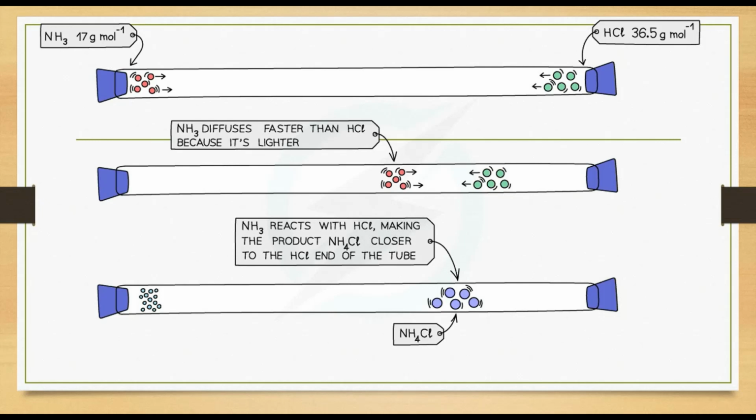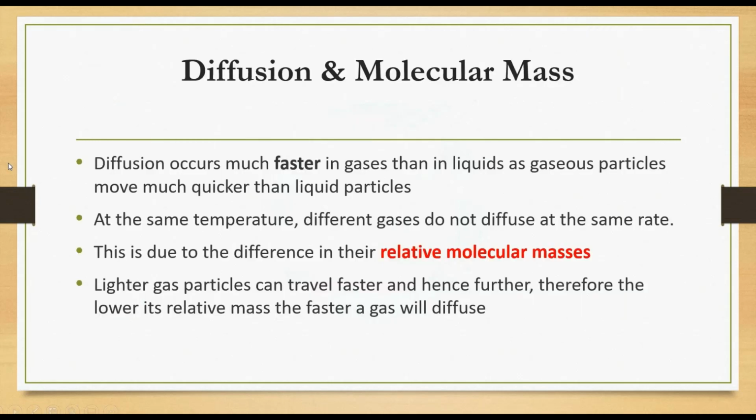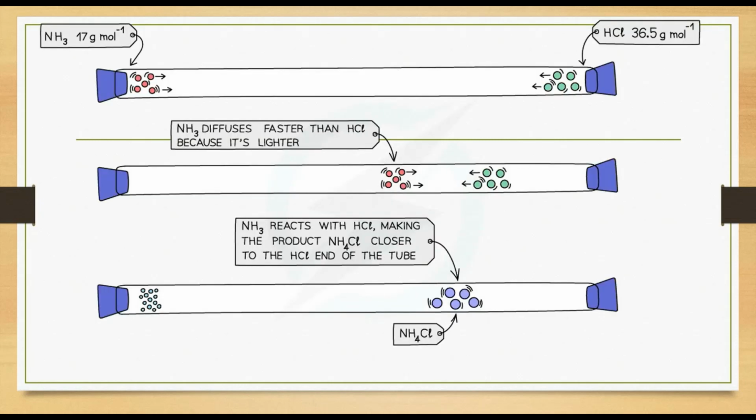Now what happens if you leave them in a closed tube with no source of air or anything? This ammonia has a lower molar mass. So as we discussed before, lighter gas particles can travel faster and hence further. Ammonia is lighter in mass, so it travels faster and further compared to hydrochloric acid. This ammonia will diffuse faster than hydrochloric acid because it's lighter, and it will react with HCl, the hydrochloric acid, making the product ammonium chloride closer to the hydrochloric acid end of the tube.